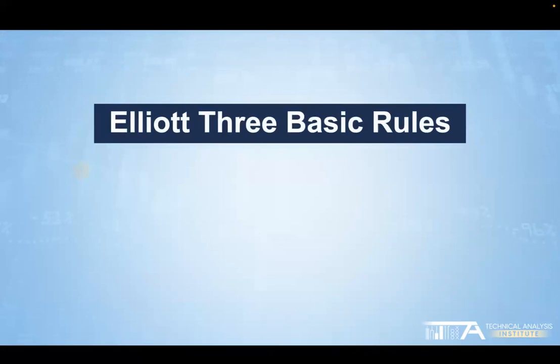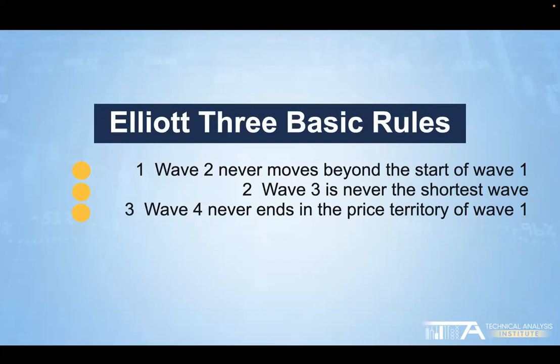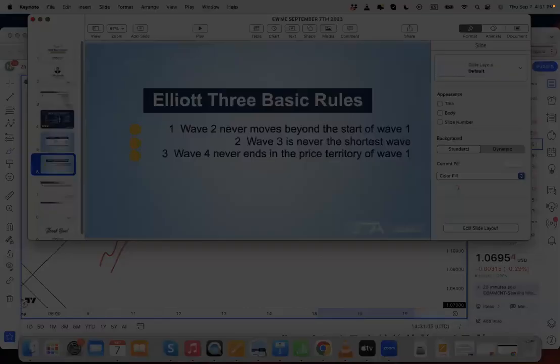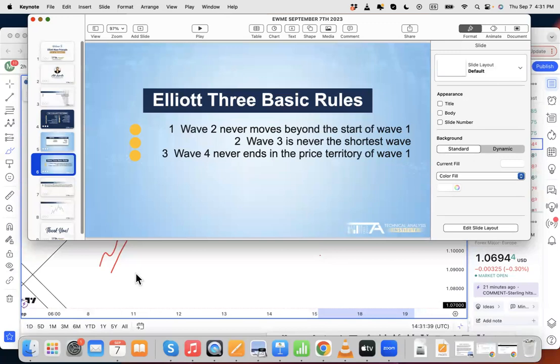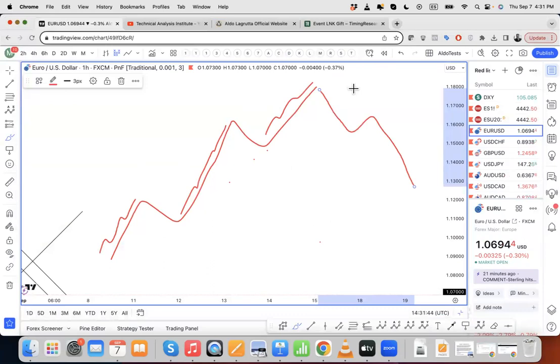Okay, so here are the three rules. The first one: wave two never moves beyond the start of wave one. Wave three is never the shortest, and wave four never ends in the price territory of wave one. You may want to write them down, because they are amazingly important and they will really help you. If you are able to identify the trend, imagine what you can do. And in order to identify the trend, you need those three rules.